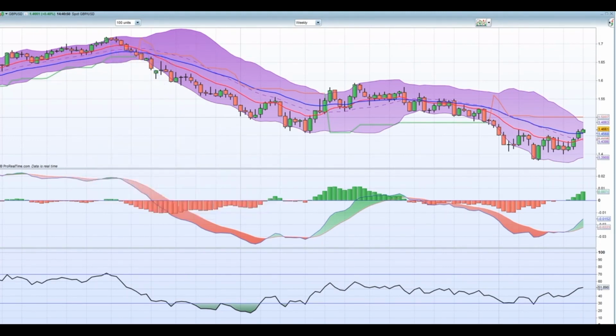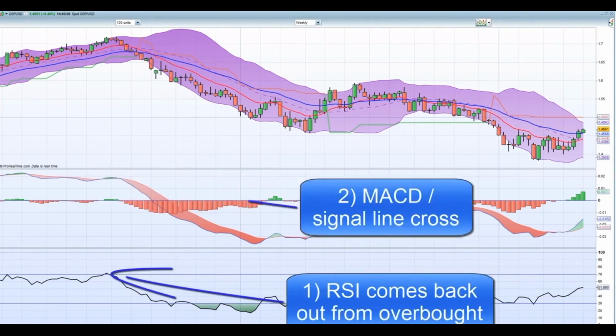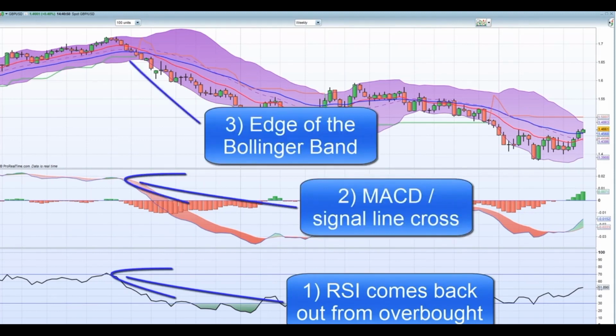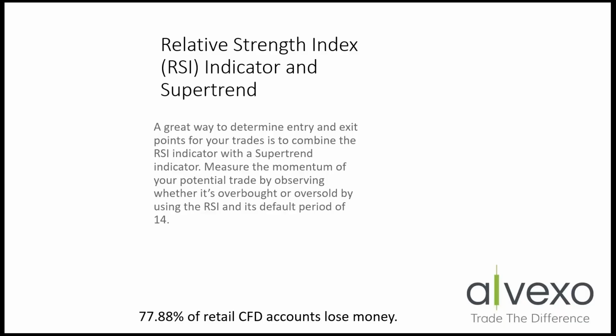So now we have the confluence of 4 indications. We have an RSI coming back out of overbought, we have an MACD cross, we have the market going to the edge of one of the deviations on the Bollinger Band, and we also have the SuperTrend turning back to red. So there we had a nice little easy explanation of how to use confluence as well as using the 4 different indicators to make a strategy and make a trading system.